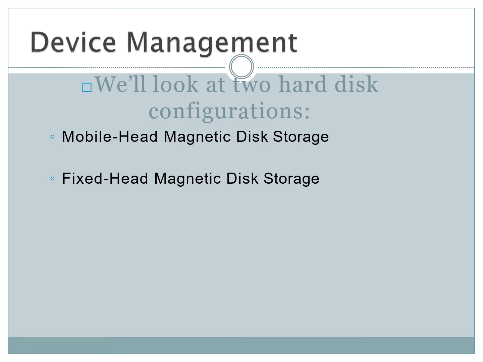We'll look at two hard disk configurations: mobile head magnetic disk storage and fixed head magnetic disk storage. In mobile head magnetic disk storage, there is one read-write head that floats over the surface of each platter, and each platter has two surfaces for recording. The number of tracks ranges from 100 on a floppy disk to 1000 or more on a hard disk.